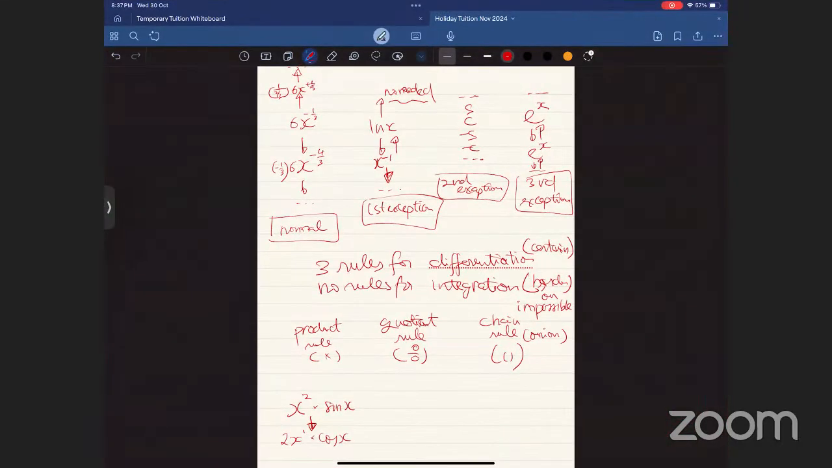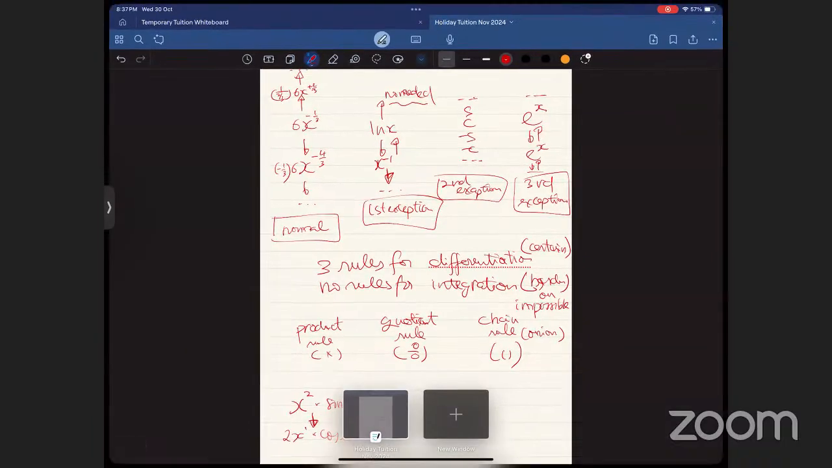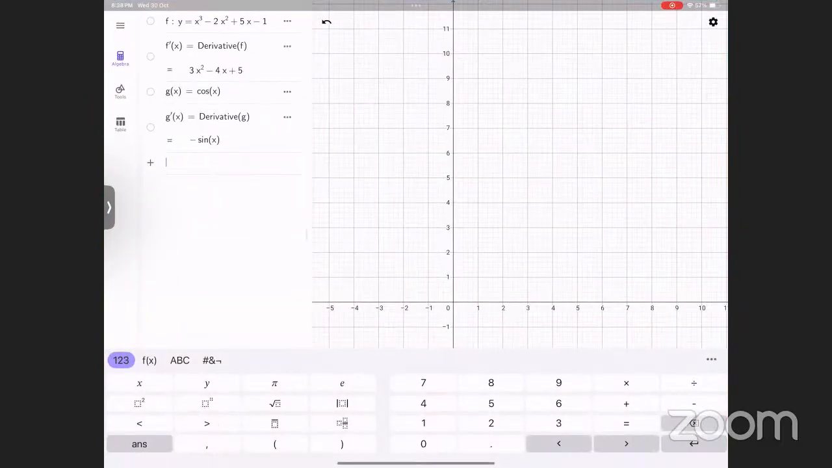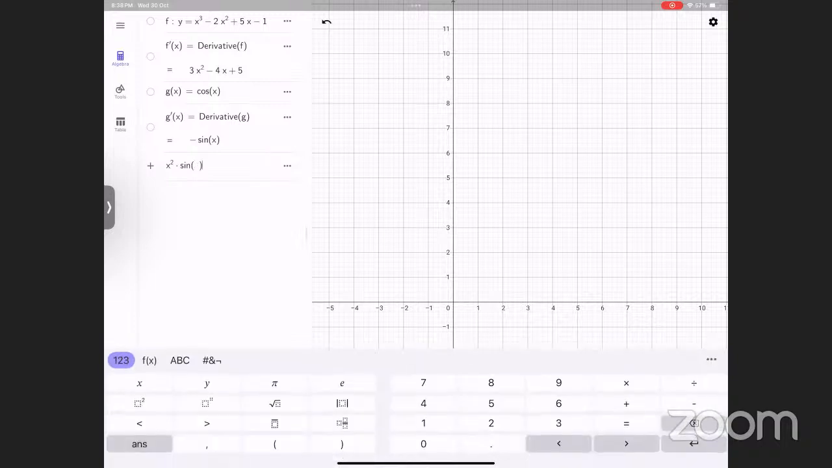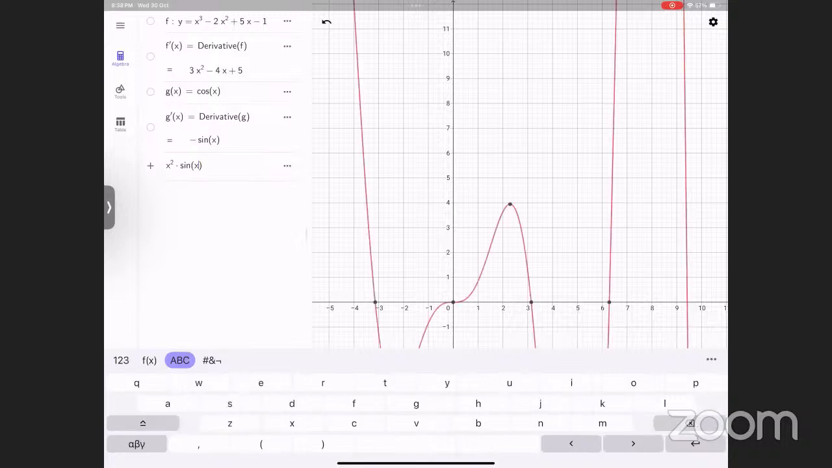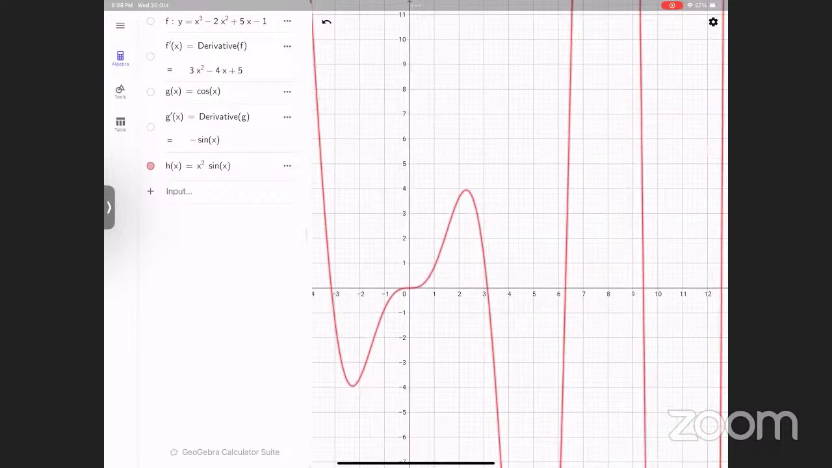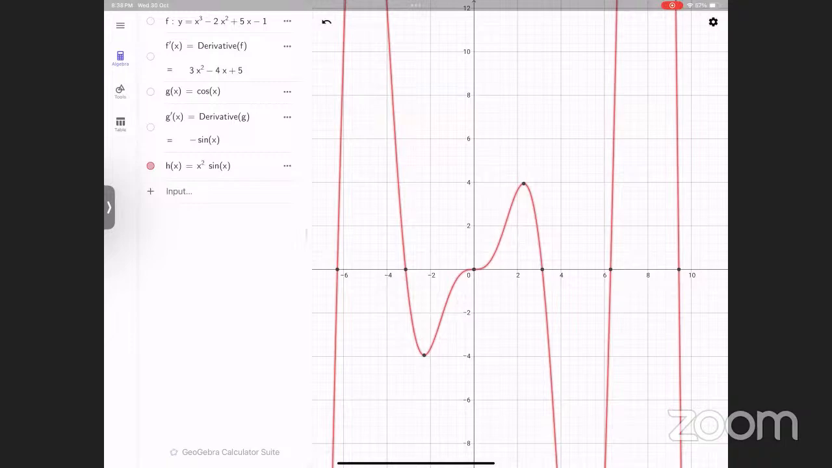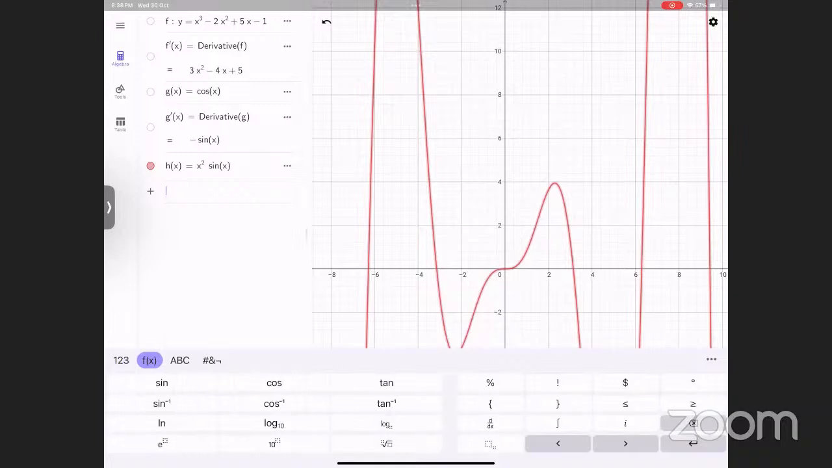I was trying to show you x squared times sine x, okay? Now we have x squared times sine x. There you go. GeoGebra decided to call that H, and the graph looks something weird like that. So whatever that is, x squared times sine x. Now, what is the differentiation of that? Press 2 buttons.